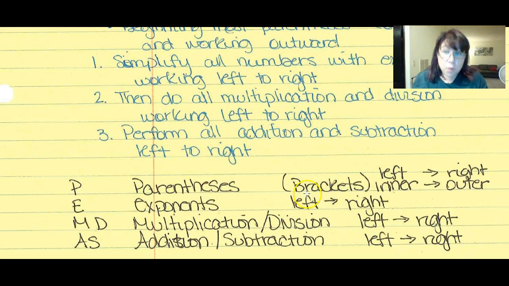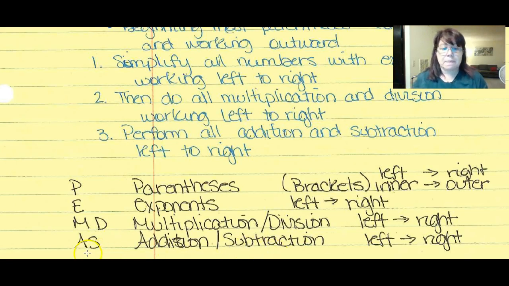Parentheses, or brackets: either we go left to right if they're side by side, or inner to outer if they're nested. Exponents, left to right. Multiplication and division are the same level. The reason being is that we can rewrite division as multiplication, and therefore, it's the same thing, okay?